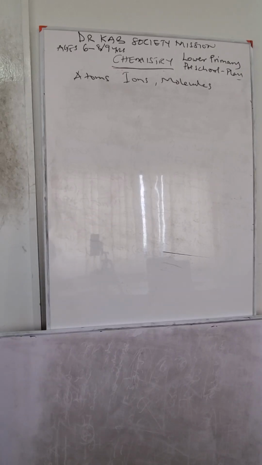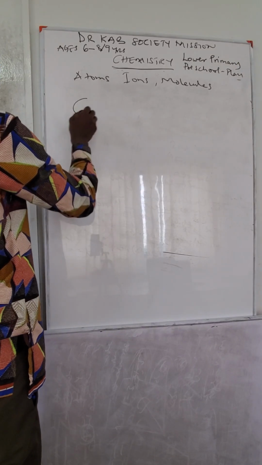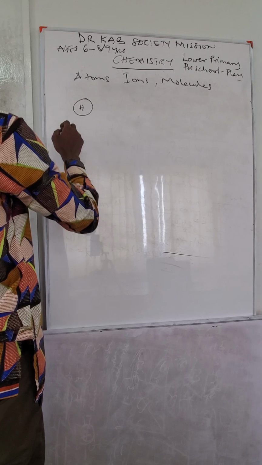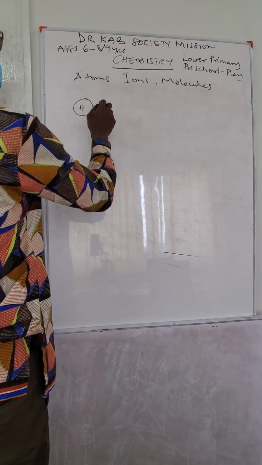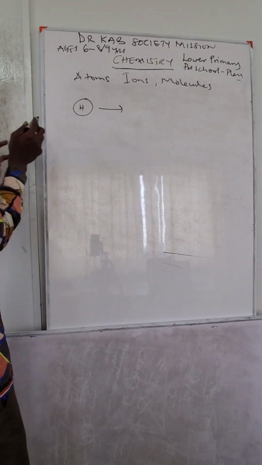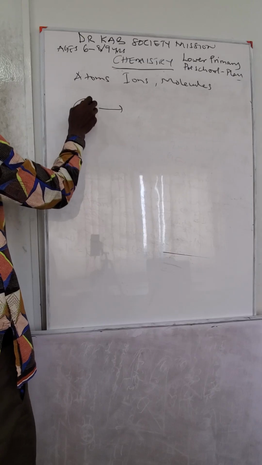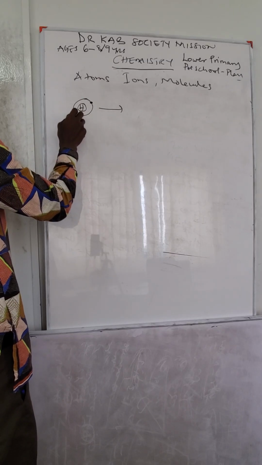Now let's look at the next one, atoms, okay? So let's say this is our hydrogen, okay? Hydrogen atom. It is neutral, okay? It has electron, 2.